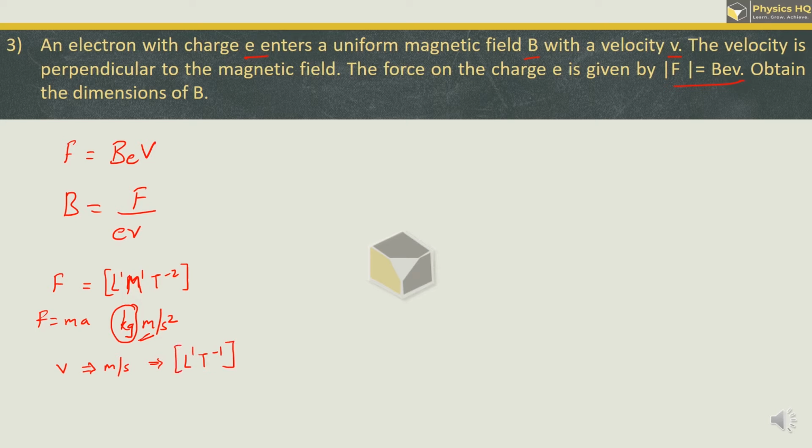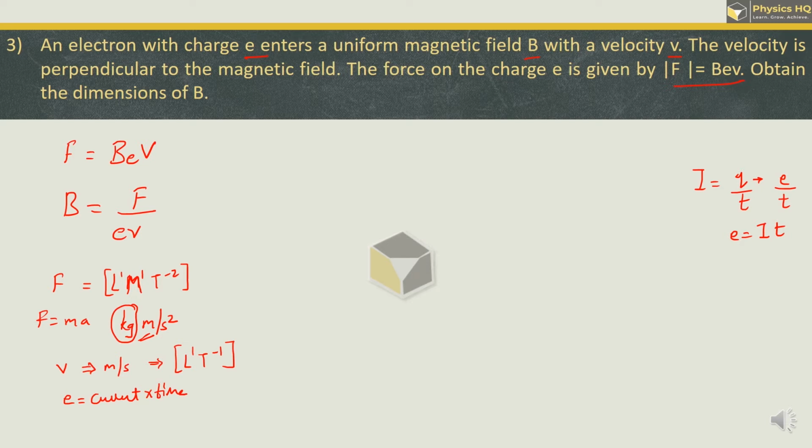Length raised to 1 and time raised to minus 1 because seconds is in the denominator. Lastly, we have charge. Now charge is given by current into time. Current is nothing but rate of change of charge or rate of flow of charge. Current is given by this formula, I is equal to Q by T. Over here we have an electron, therefore we have E by T, right? So from here we have E is equal to I into T.